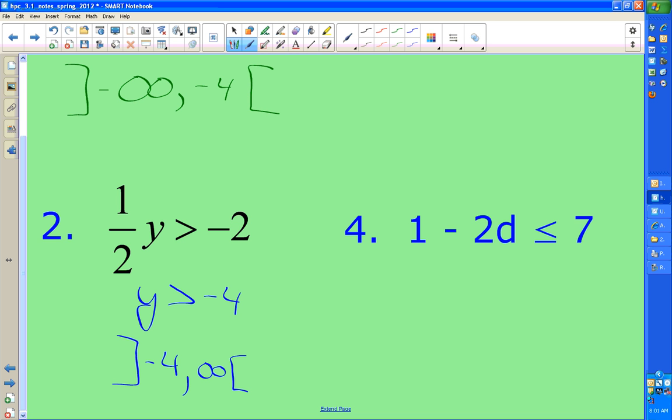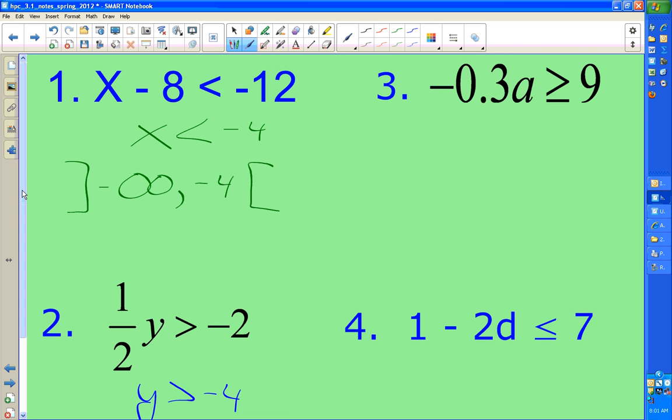Everybody follow that? Simple, theoretically. When we solve this, Taylor, what did you get here? -30. So what's your notation going to look like? Okay.